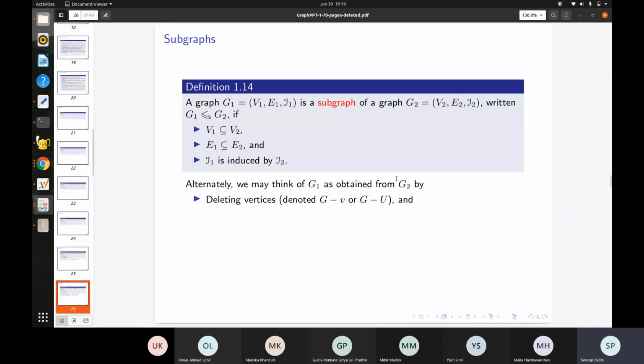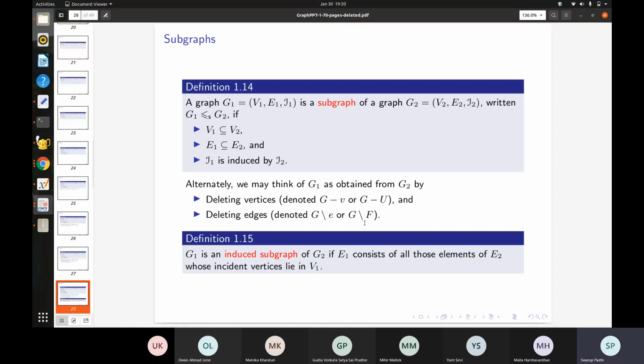So these are the two ways how you can obtain a subgraph from an original graph, either delete the vertices or delete the edges. You can denote such a graph as G minus E if you deleted only one edge, or G minus U if you deleted a single vertex, or G minus U where U is a set of vertices. Similarly, G slash E or G slash F where F is a set of edges.